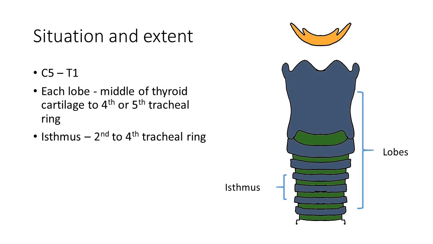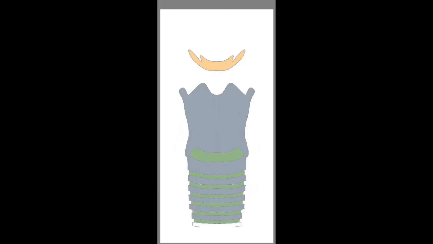Okay, as we saw already while drawing the diagrams, the thyroid gland as such extends from C5 to T1. Each lobe of the thyroid gland extends from about middle of thyroid cartilage to fourth or fifth tracheal ring. Isthmus extends from second to fourth tracheal ring. Okay, now we will add our thyroid gland to this stage.